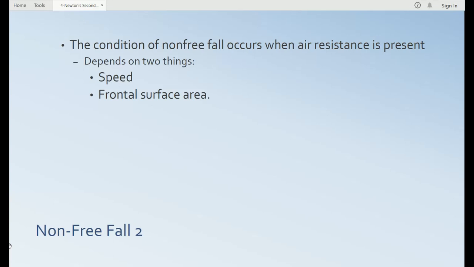So to have non-free fall, we have to have air resistance. And how much air resistance we're going to have depends on two things: the speed of the falling object and how much frontal surface area that object has. Objects that have a larger surface area are going to encounter more air resistance, and objects that have less surface area are going to encounter less air resistance.